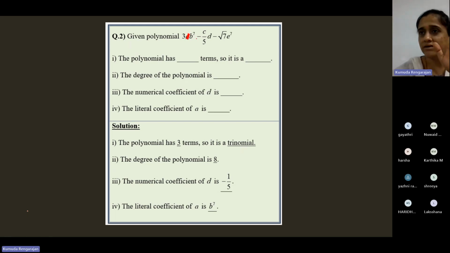Now, what is the literal coefficient of A? This is A, take it away. So this is the coefficient. The literal coefficient means don't write the numerical coefficient. Write only the literal coefficient, which is made up of letters. So B to the power 7. So 3 questions: coefficient, numerical coefficient, literal coefficient. Numerical coefficient, write only the number. Literal coefficient, the letters. Coefficient, write everything other than A in that term. Clear?